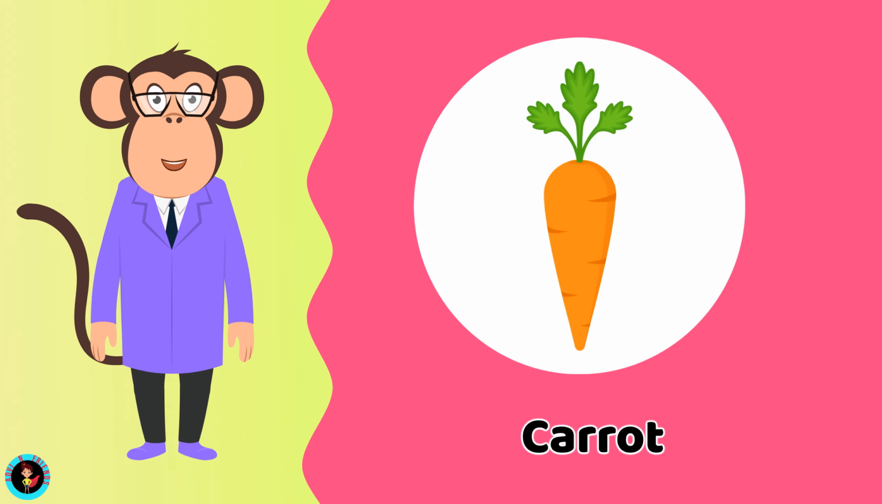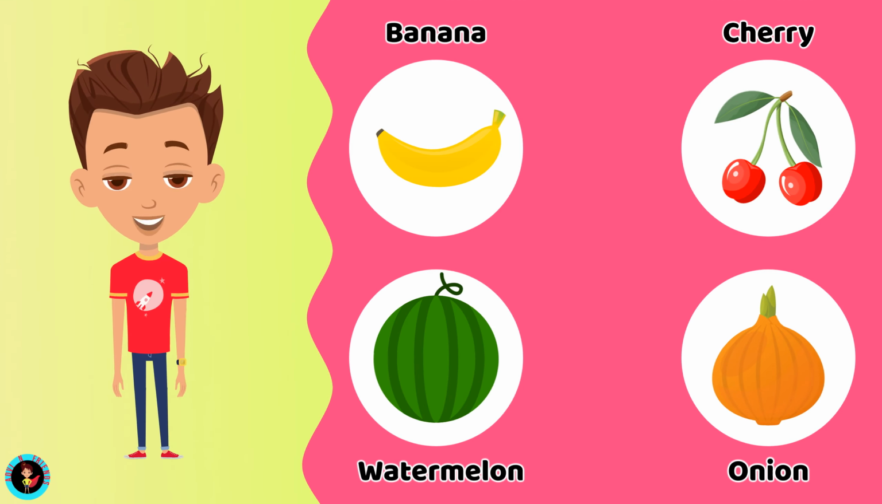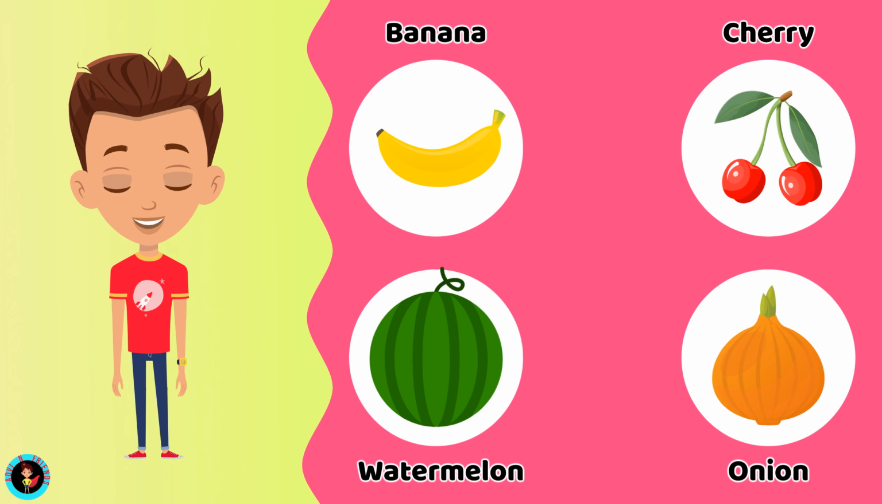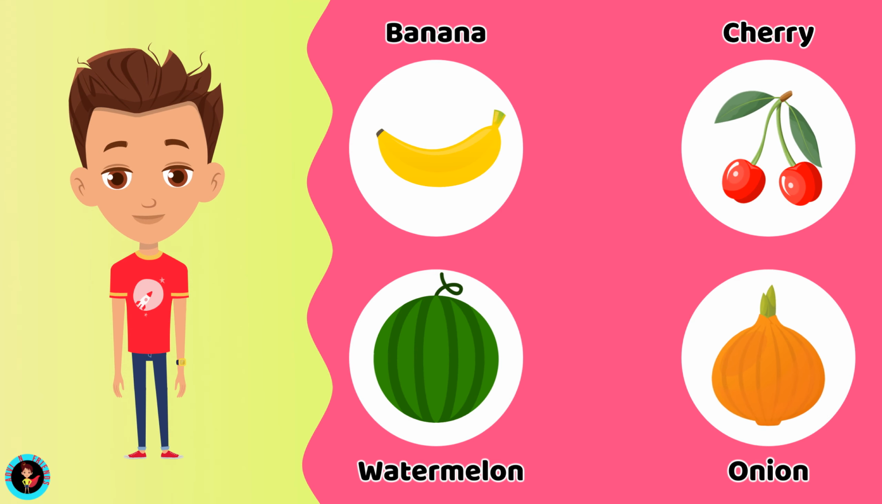Carrot is a vegetable. Which among these is a vegetable? Banana, cherry, watermelon, onion. The right answer is onion.